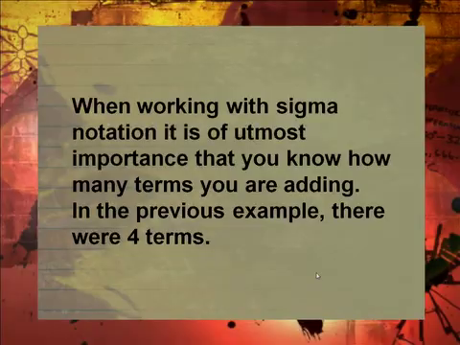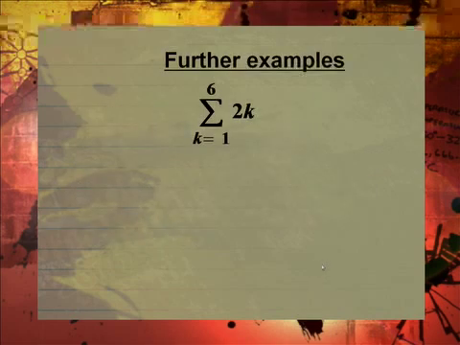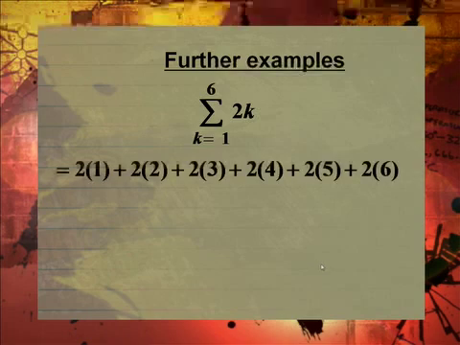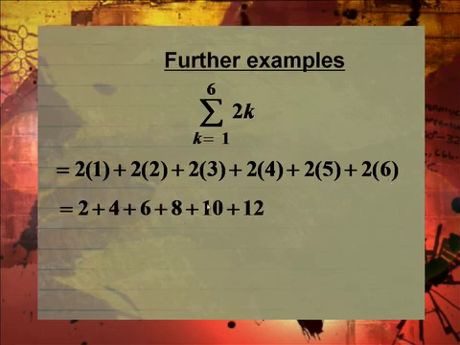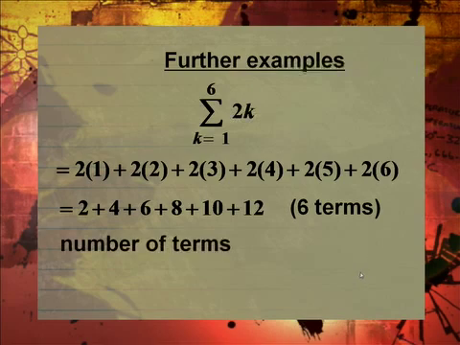Just something to observe here quickly. When working with sigma notation, it is of utmost importance that you know how many terms you are adding. In the previous example, there were 4 terms. Now watch this. We're going to start at 1 and then go 2, 3, 4, 5 up to 6. Stop at 6 and plug into 2k. So 2 times 1, 2 times 2, 3, 4, 5, and 6. And notice we get 1, 2, 3, 4, 5, 6 terms. There's 6 terms.